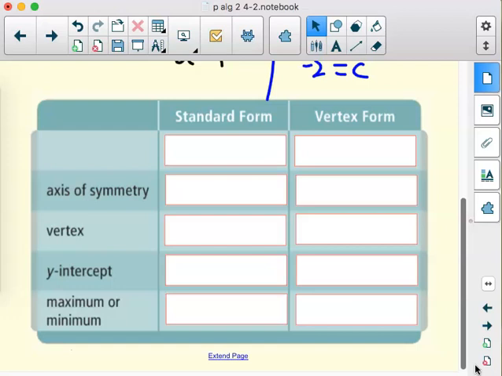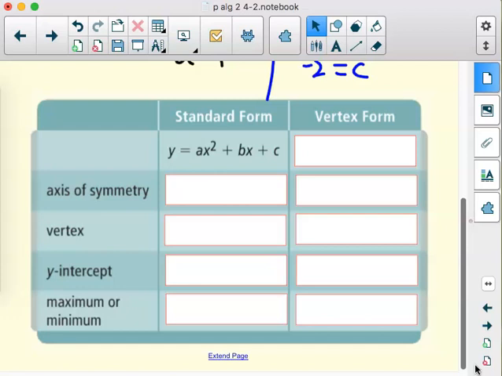Y equals ax squared plus bx plus c. Fantastic, Emma. Perfect. Y equals ax squared plus bx plus c. Originally, remember, we were going to stop at 4.2 and take a test on these two sections. Now we're going to keep going because we had those 3 days off. That way we can get all these nice reviews in here.